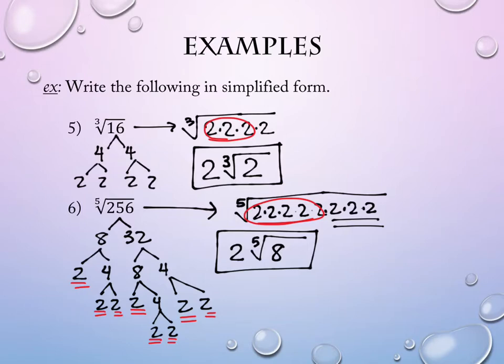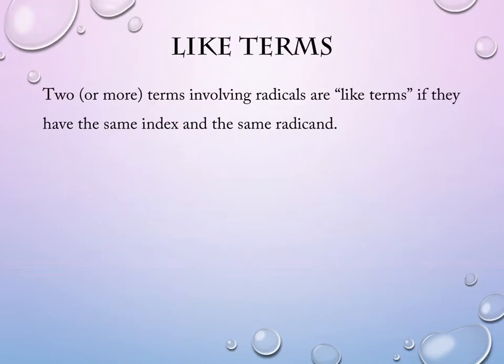Okay, the index is really important. It tells you how many have to match, how many you're looking for. We talk about like terms a lot. We use them for different kinds of things. This one has a definition of like terms as well. So like terms, when we're talking about radicals, means that they have the same index. Like the last one's index was 5. And they have to have the same radicand. So the radicand means the number under the radical. So they have to be a lot alike to actually be able to combine.